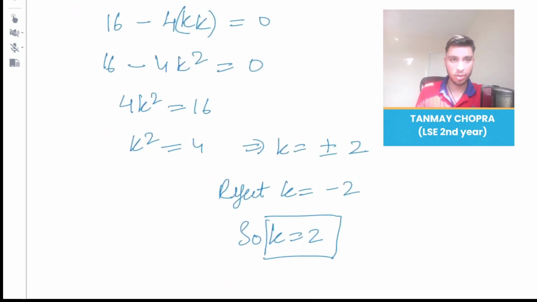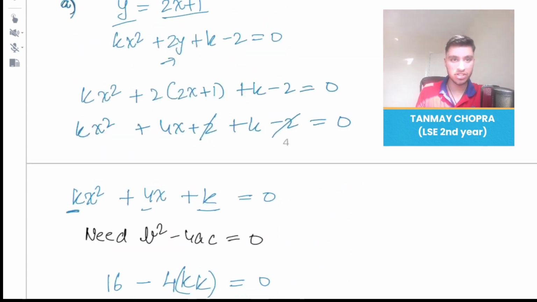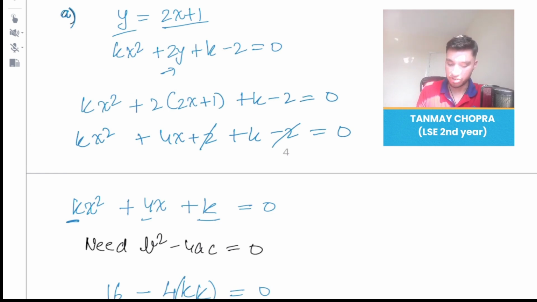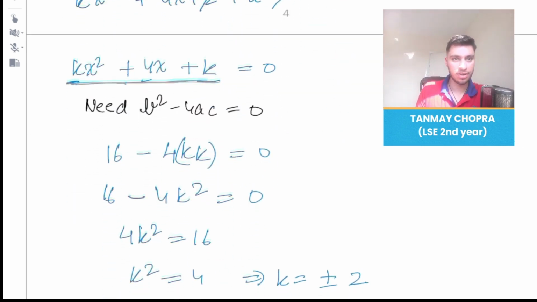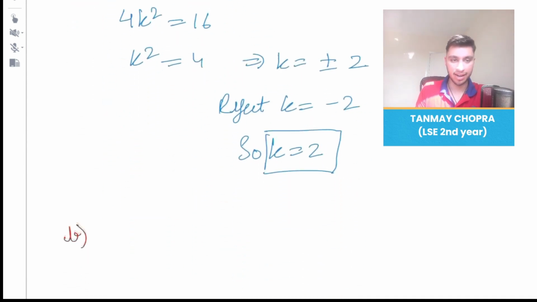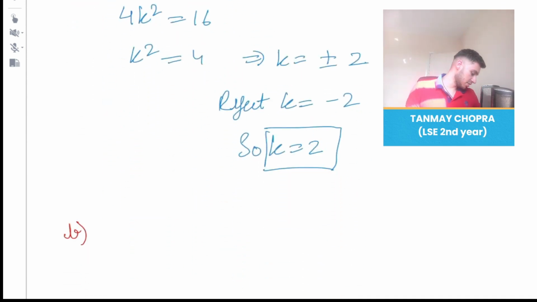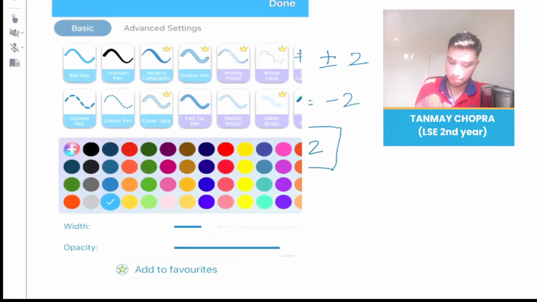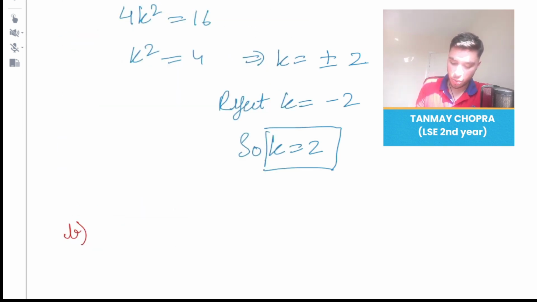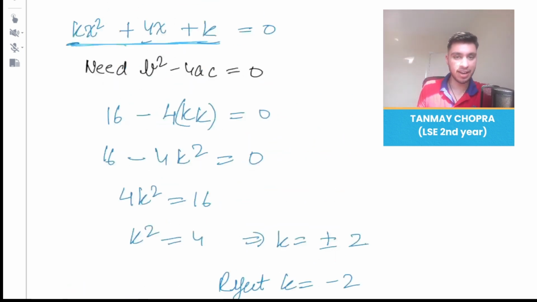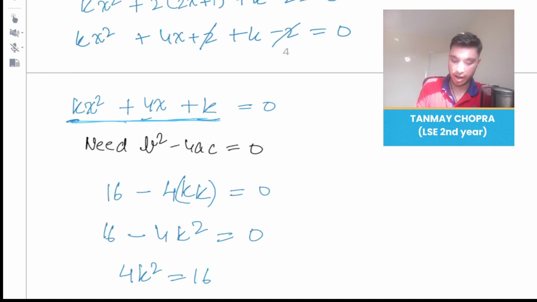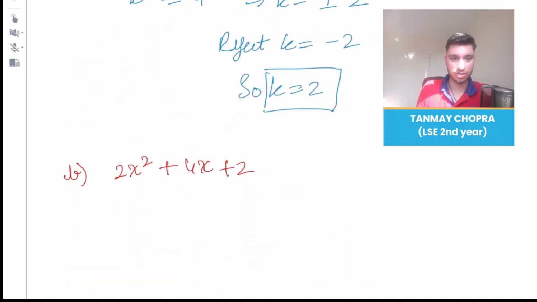Positive 2. So I'm just going to plug k equals 2 into the quadratic which I got right here. So what will I have? I'll have something like, it's written in notes, 2x squared plus 4x plus 2. So let me use a different colored pen. 2x squared plus 4x plus 2. That's just by plugging k in. I just plug it down and that's what I have.